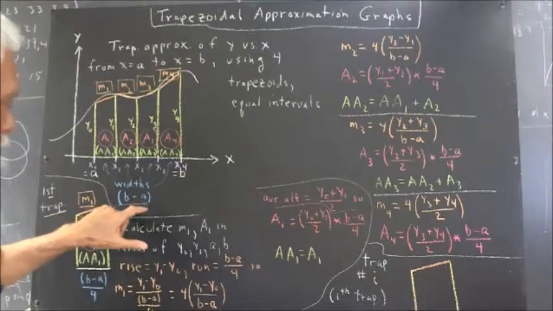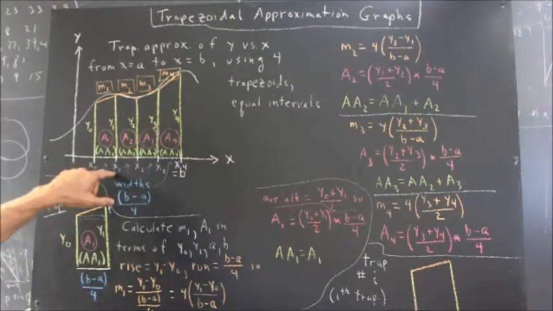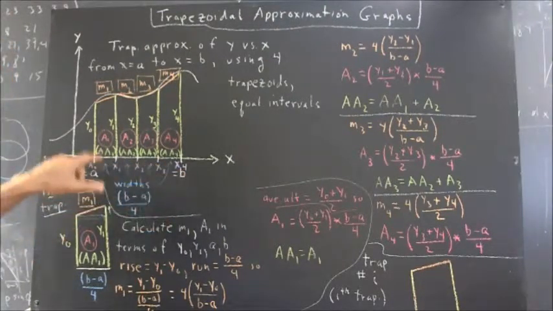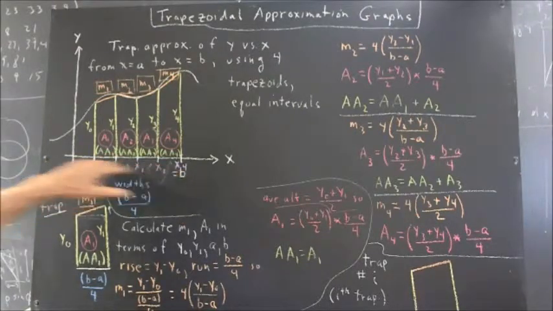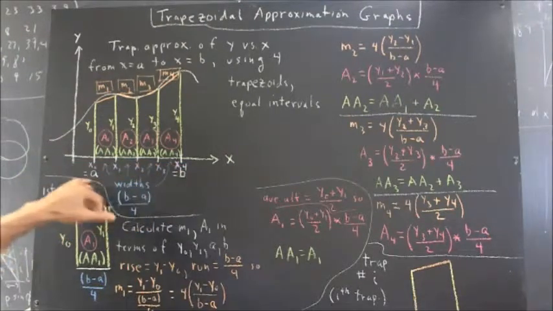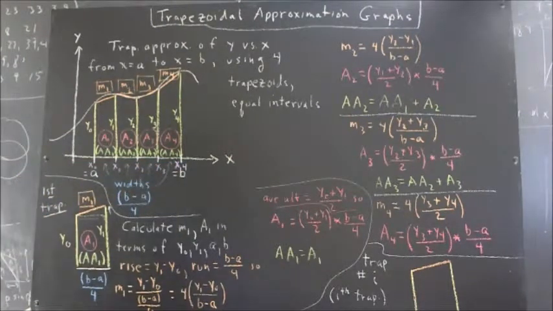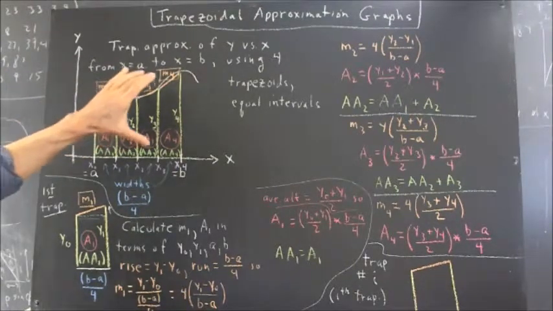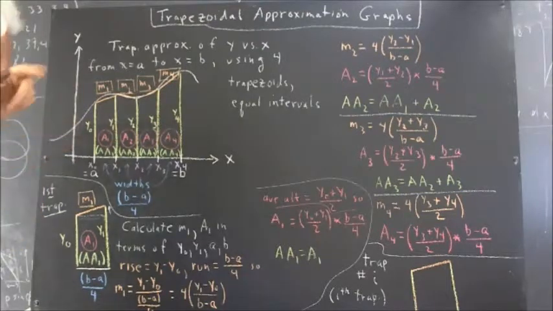Having determined what that width is, we can simply add that width to A to get x1, and then add it to x1 to get x2, and so forth, and we get x1, x2, x3, and x4. So we can easily calculate these coordinates, x0 through x4, if we know A and B. Then we can easily evaluate, as we said before, the y-coordinates, y0, y1, y2, y3, y4, so that for each trapezoid, we know the width and we know the 2 altitudes.